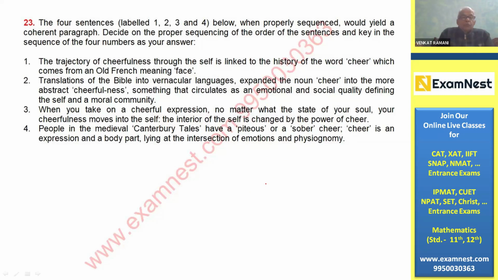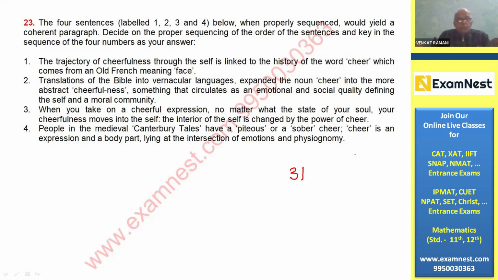Now, if you look at the order of these sentences, I think number 3 should be the first sentence, obviously, because he talks in general about when you take on a cheerful expression. And then he goes on to explain what you call the etymology, or the origin of cheer. So after 3 you have number 1. The trajectory of cheerfulness is linked and so forth.